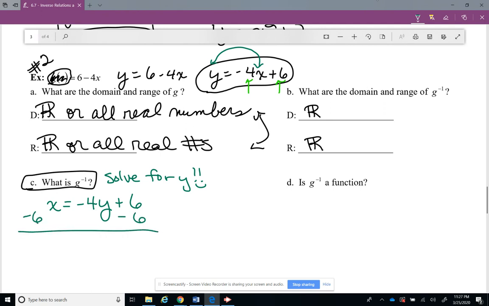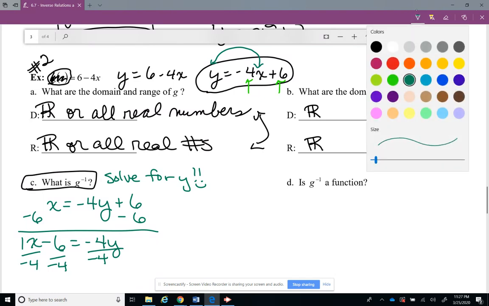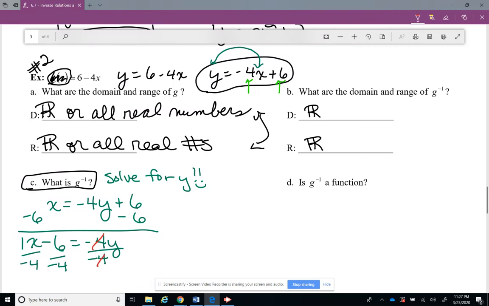The reason why I don't put minus 6 here is because those are not like terms. I like to line up like terms. All right, so we have x minus 6 equals negative 4y. All right, we're going to divide every single thing by negative 4. Remember, put a 1 here because it makes it look nicer. Makes it make sense, really. So cancel those out. I have y equals negative 1/4 x.